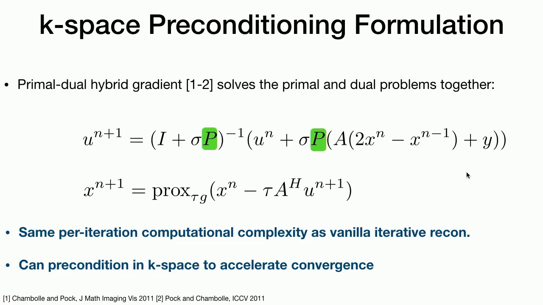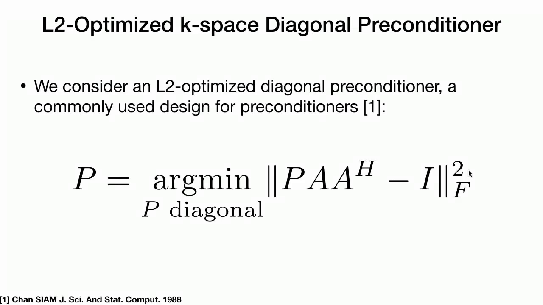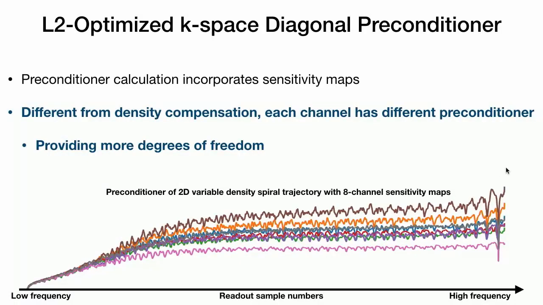So now that we know how to precondition in k-space, we can then go on and optimize and design a preconditioner for it. And here we chose the L2 norm as an optimization criterion. It's not the only one that we can choose, but we chose it because of simplicity and also computation efficiency. Because of time, I won't be able to go into the detail, but I'll point out one interesting feature, is that the preconditioner actually incorporates sensitivity maps into it. And so compared to density compensation, an interesting feature is that each channel actually has a different preconditioner.